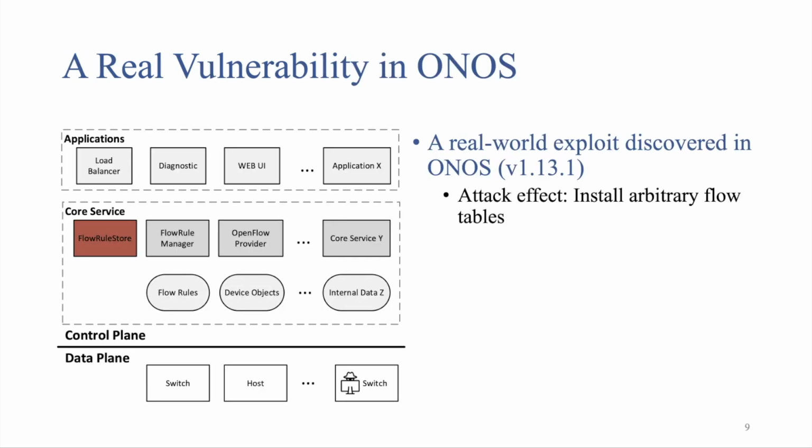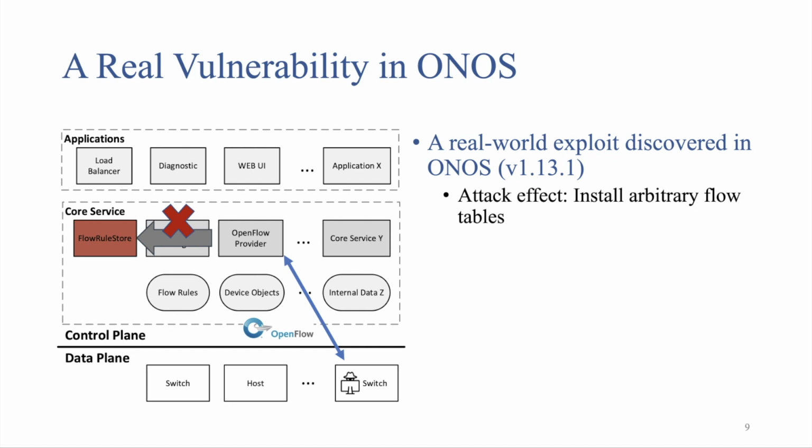So this is a real-world D2C2 vulnerability we identified from ONOS. The attack effect is to install arbitrary flow tables. To introduce the effect, the attacker needs to attack the flow rule store, which is marked in red in this figure. However, attackers can only interact with the OpenFlow provider, which is the message handling component in ONOS, using limited protocol interactions. And there is no direct data dependency between the provider and the flow rule manager.